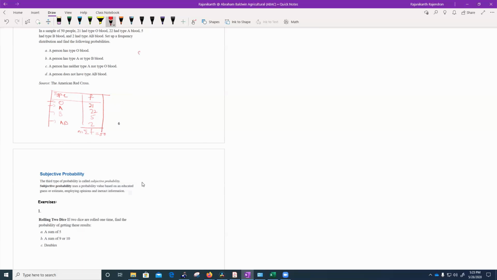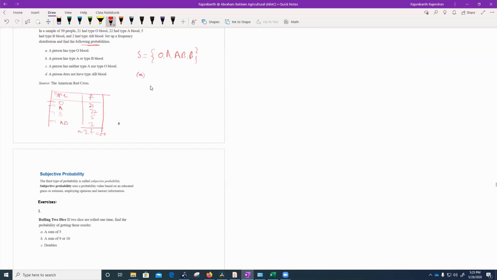So my sample space for this problem is the collection of all the blood types: O, A, B, and AB, right? So now let's find out the probability. Actually, the question is finding the following probabilities. So you need to find the probability for each problem here.